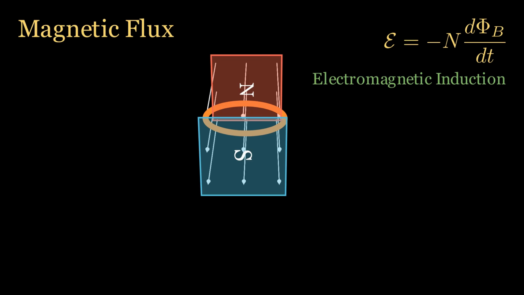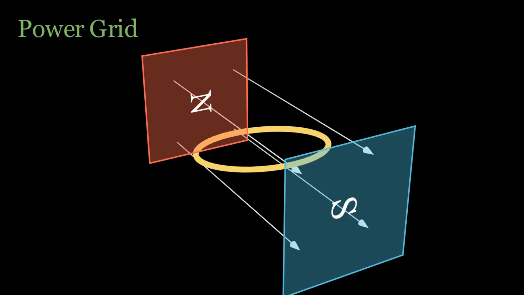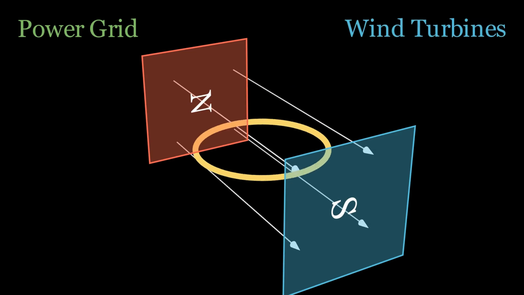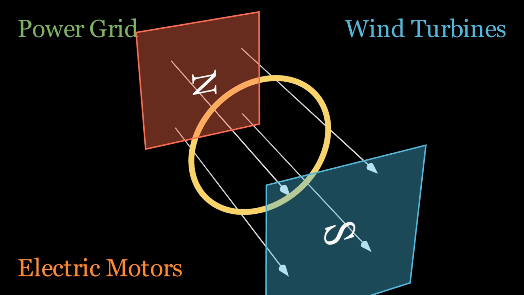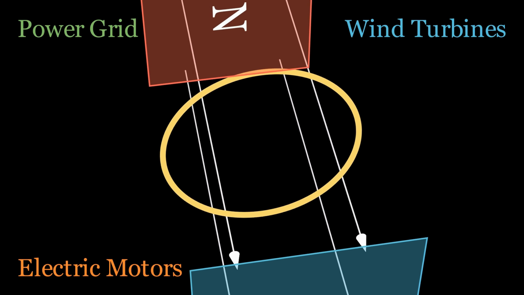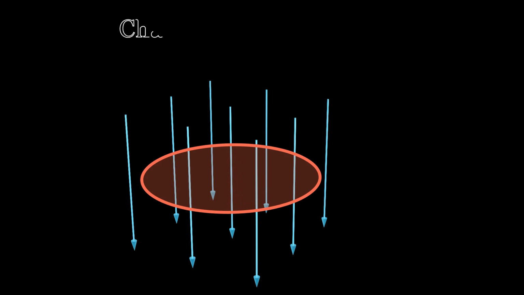This single phenomenon is called electromagnetic induction, and it is the sole reason you can watch this video right now. The power grid, wind turbines, hydroelectric dams, and the electric motors in modern cars, they all generate power using one simple trick: continuously rotating a coil in a magnetic field to constantly change the flux.